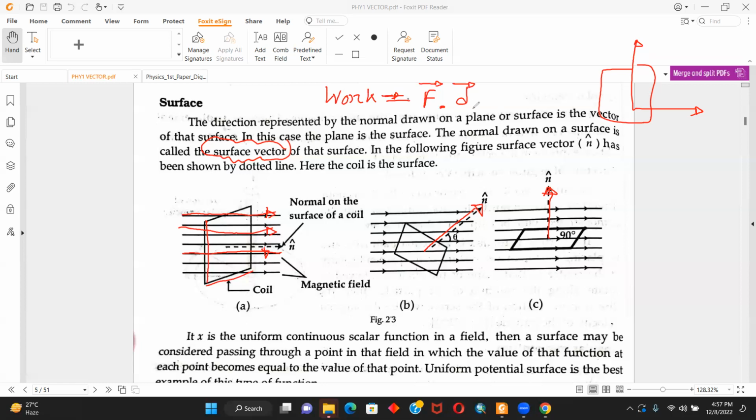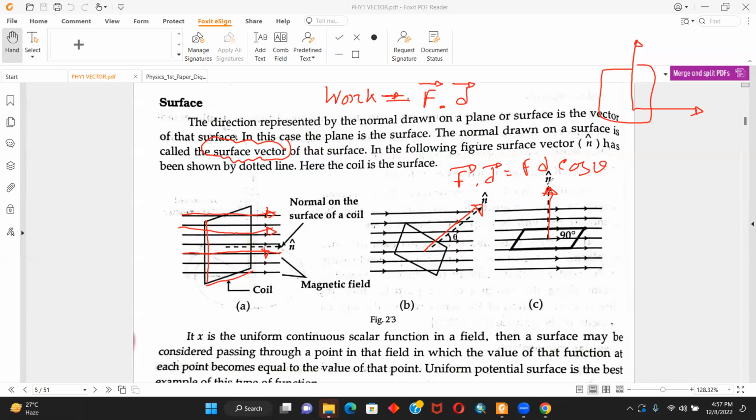Because what is the dot product? Dot product of F vector dot d vector equals F d cosine theta. Write this down: F d cosine theta. Say for instance, see these three cases. In one case, the angle between the magnetic field and the surface vector is 90 degrees. The angle in another is theta, say for example 45 degrees. And the angle in this case is 0 degrees, or the direction is the same. So in all the cases, the effect of the magnetic field won't be the same on the surface. It will change. Understand my point?